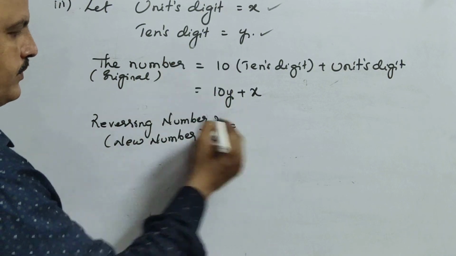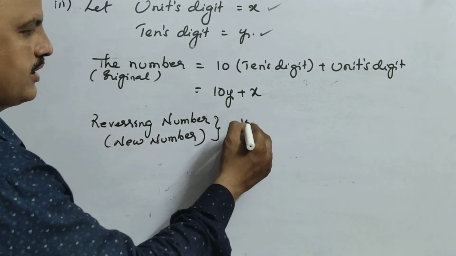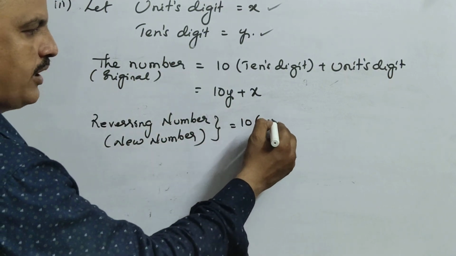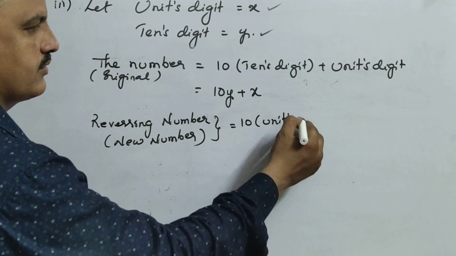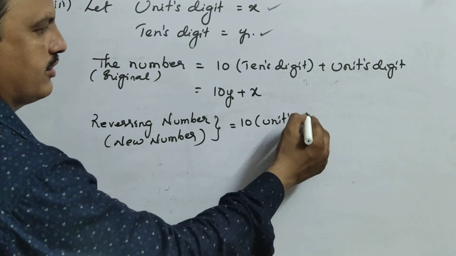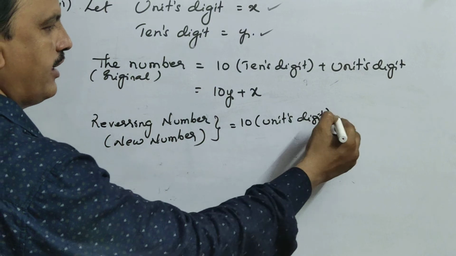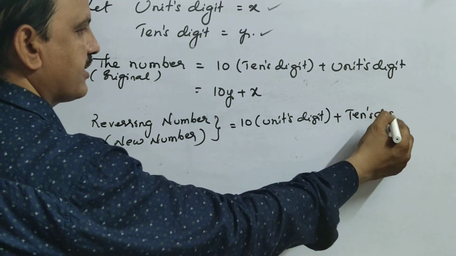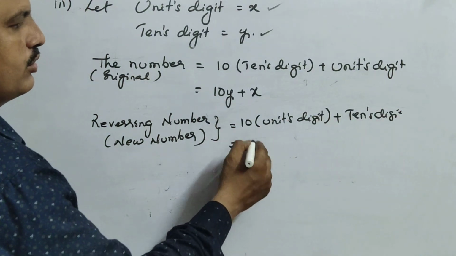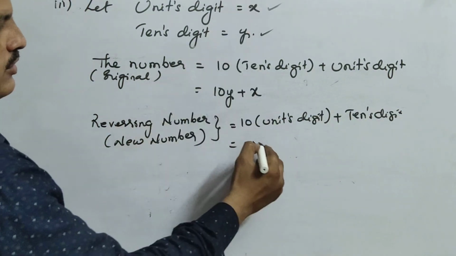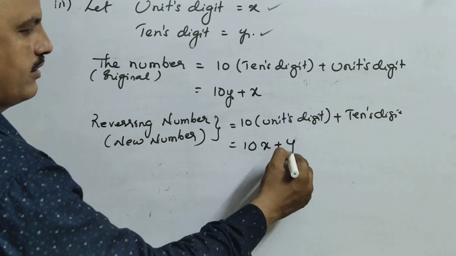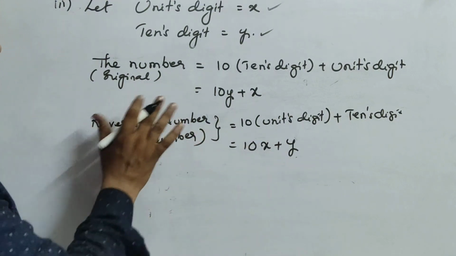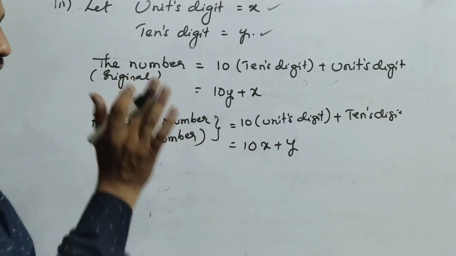Now reversing the number means 10 into units place, that means units digit, plus tens digit. Just we are reversing the digits. So 10 into units digit means x, so 10x plus y. So this is the number after reversing them.